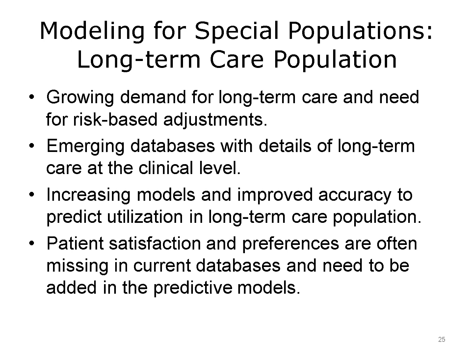There is an increasing number of predictive models developed for long-term care. While their accuracy to predict utilization in the long-term care population has increased over time, their accuracy is still behind predictive models developed for other population denominators. Patient satisfaction and preferences are important in predicting risk in the long-term care population. However, this information is often missing in existing population health data warehouses. This lack of patient-centered data makes the development of predictive models even harder for the long-term care population.